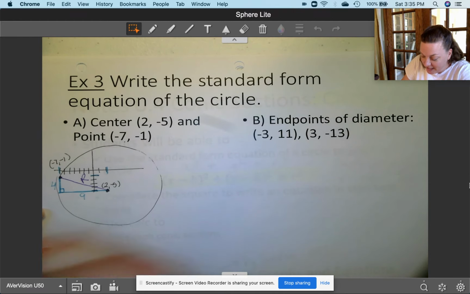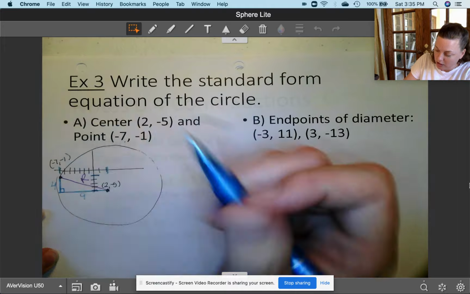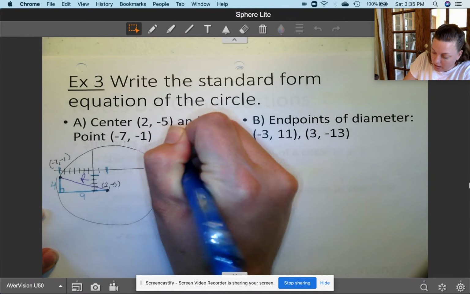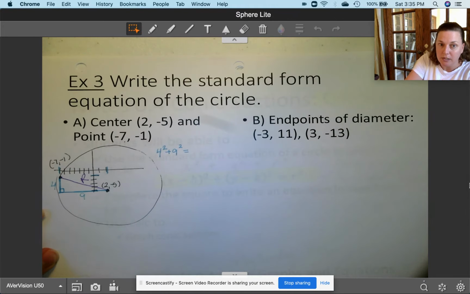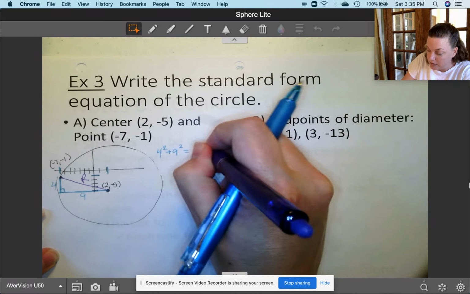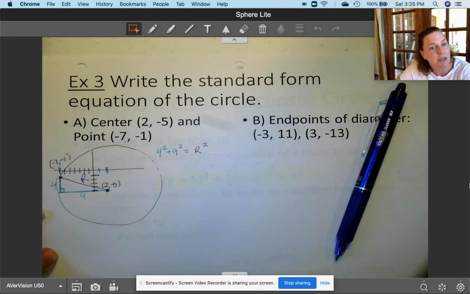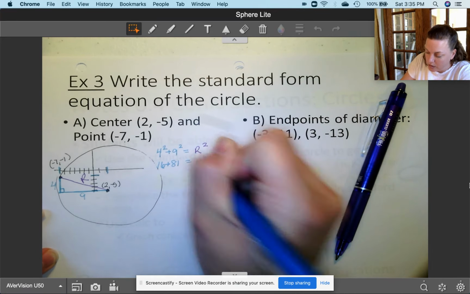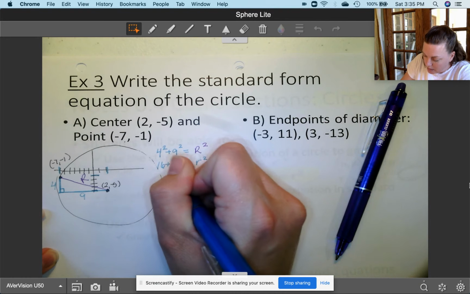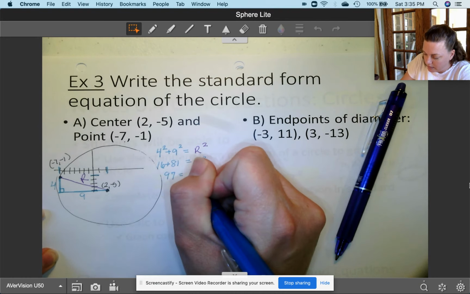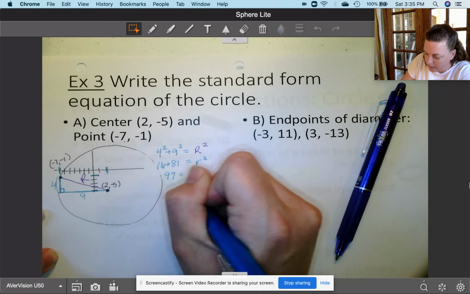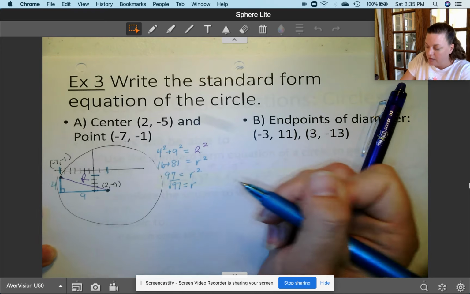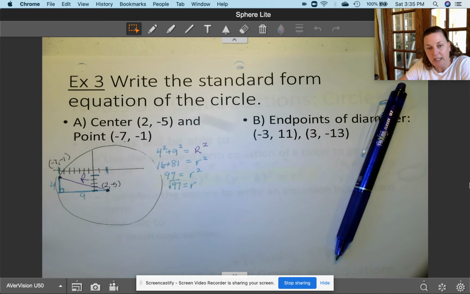Well, it turns out then, if we know that much, then a squared plus b squared equals our radius squared, right? Leg squared plus leg squared equals hypotenuse squared. And that's certainly the easiest way to figure this out. 16 plus 81 is 97. Oh, that's a horrible answer, but we're going to go with it. So radical 97 is our radius, but that's fine.